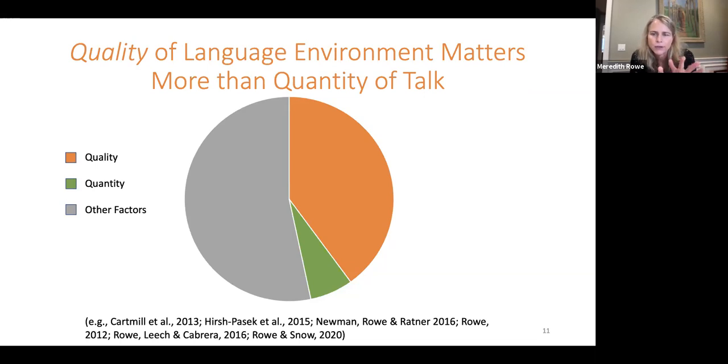But I do still think it's important to show this: about half of the variability, in general, across a bunch of studies can be explained by environmental factors, by exposure to language in the environment, which is quite a bit.